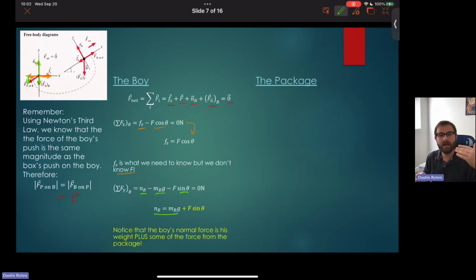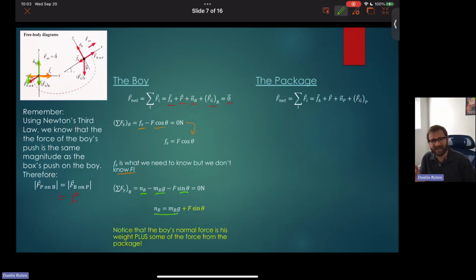So what's going on is the normal force has to counteract his weight down and some of the weight of that box. Okay, so the normal force here is doing double duty essentially. So it's okay that, and you'll see it from time to time, the normal force doesn't always just equal and cancel out the weight. It could cancel out multiple things, and that's the case here.